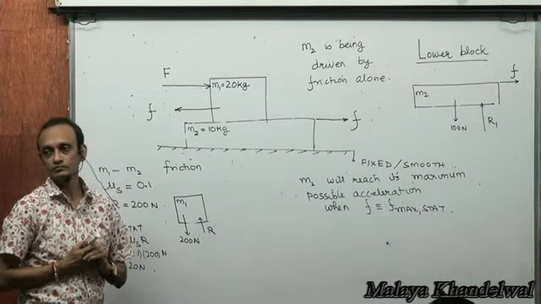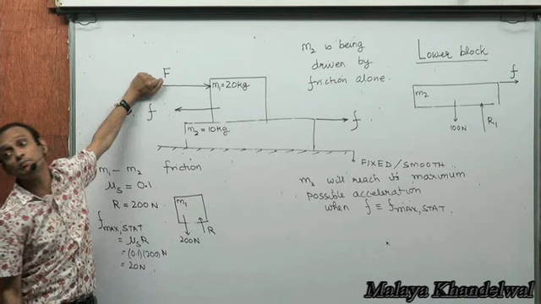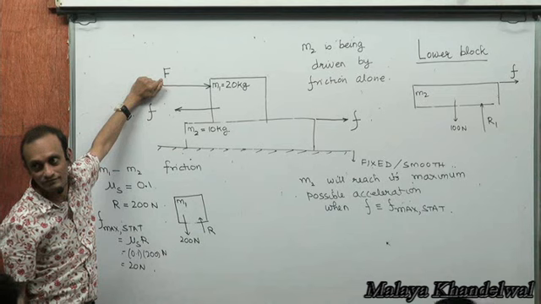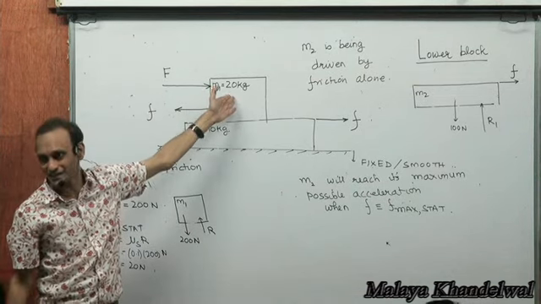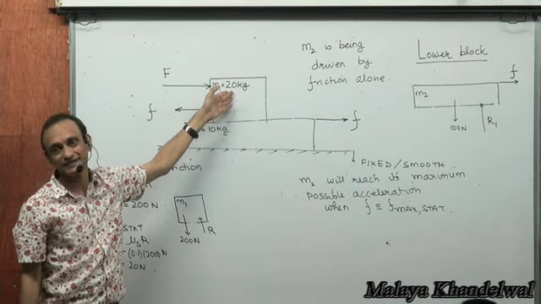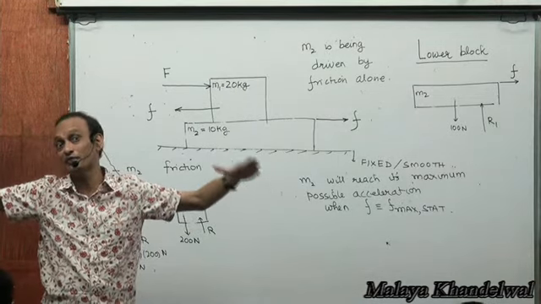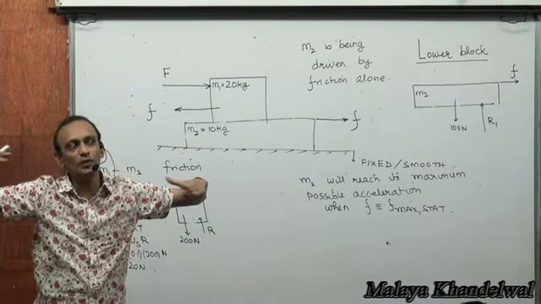Even though this force F could be 200 into 10 to the power 10 million newtons, that will go on adding more and more acceleration to M1. But alas, that's not going to be the same for M2, because the greatest value that M1 can exert on M2 is F max stat, which is 20 newtons, yes or no? So the acceleration of the upper block is not limited, but the acceleration of the lower block is limited. Why? Because the lower block is driven by friction alone. The lower block doesn't even know of capital F.